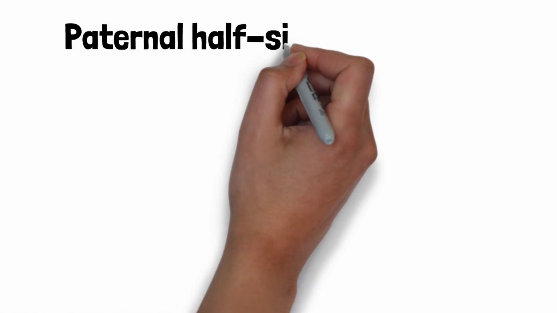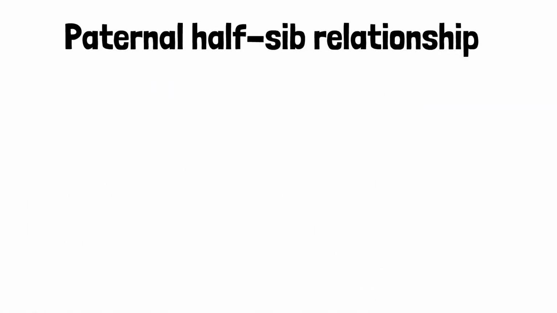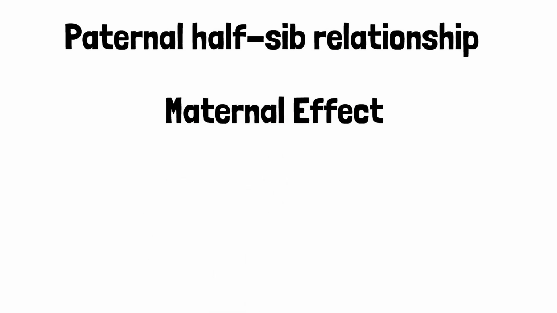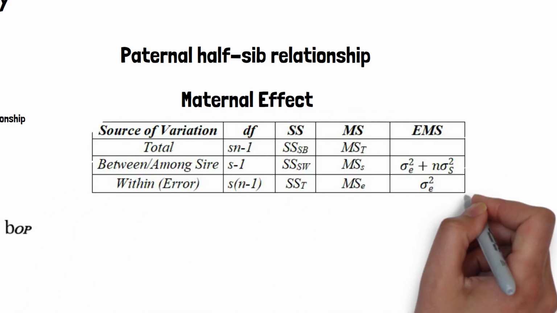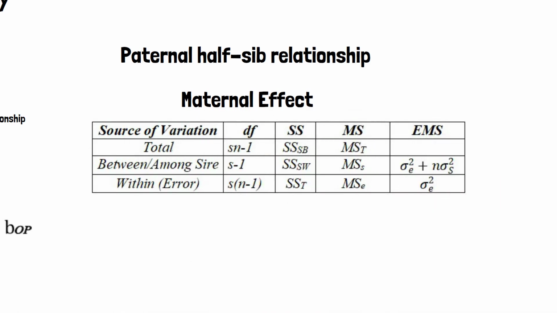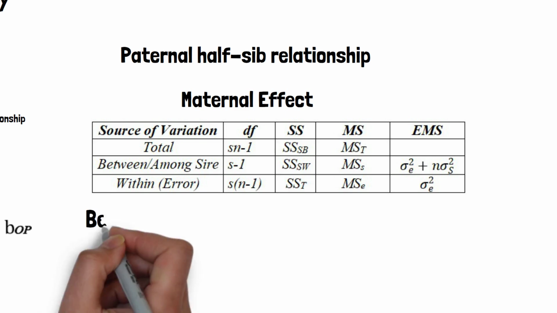The next one is the paternal half-sib relationship, which is often preferred to avoid maternal effects. I wanted to ask about the principle behind this and why we use ANOVA. But let's just stick to understanding the ANOVA table. The ANOVA table includes different components, including the source of variation, degree of freedom, sum of squares, mean square, and also the expected mean squares.